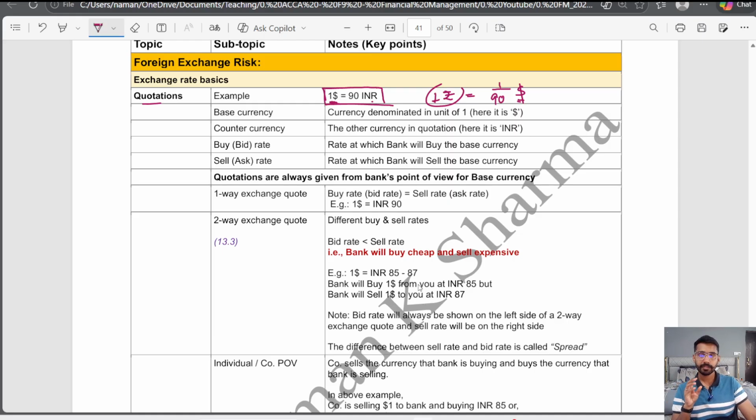So when the bank is dealing with a normal customer, they use a two-way exchange rate, which is represented something like, let's say $1 is equal to 89 rupees to 91 rupees. One of these rates the bank will use to buy, another rate the bank will use to sell. A very easy way to remember is that the left side is smaller: bank will buy low, bank will sell high. You can verify this, but conceptually also this is what makes sense. The bank wants to earn profit. The difference between these two rates is called the spread.